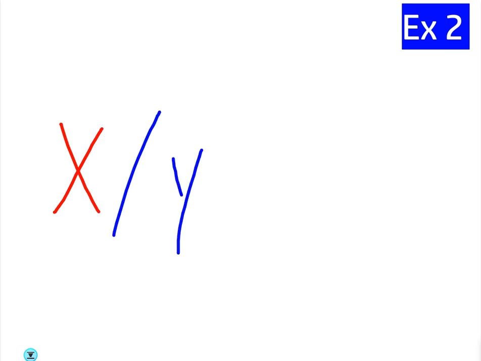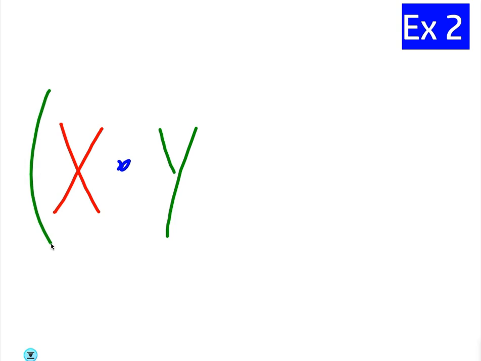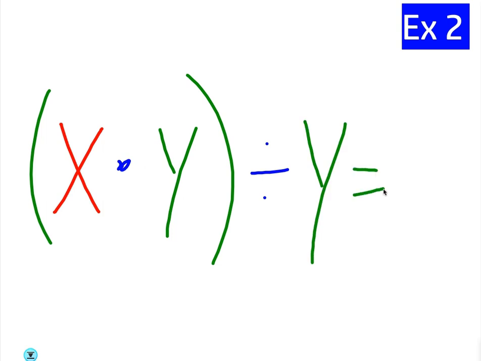Exactly. And multiplication can be written 3 different ways, so we're going to do all 3 ways. I like that example you gave, so I will go ahead and do x times y, okay, and then I will use the division sign, divided by y equals what? X, correct.